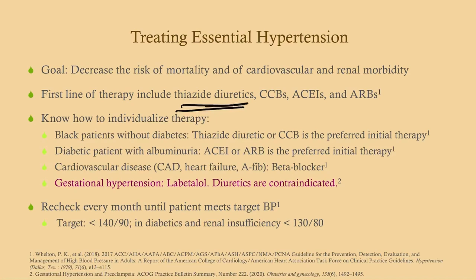So as you're very much aware, we start a lot of patients with kidney disease on one of those drugs. With cardiovascular disease, coronary artery disease, AFib, heart failure, go with a beta blocker. That's generally not a therapy for just isolated hypertension. So this is going to be patients with hypertension and some kind of underlying heart disease. And then we're not going to talk about OB here, but gestational hypertension, go with labetalol. All right. There are a number of other drugs, alpha methyldopa, hydralazine, that can be safely used in pregnancy, but labetalol is generally preferred. Absolutely do not go with a diuretic in patients with hypertension who are pregnant. And then you want to recheck these patients every month until they reach their target blood pressure, which is usually 140 over 90. However, if they are diabetic or have renal insufficiency, then we set the cutoff a little bit lower.